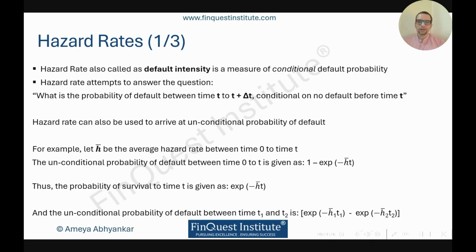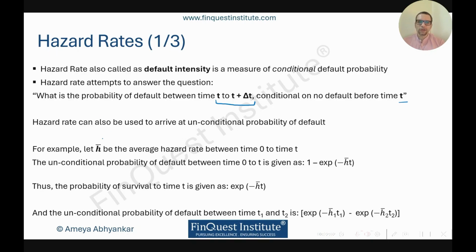So as we know, default intensity or hazard rate is a measure of conditional default probability. What question does the hazard rate try to answer? It tries to answer: what is the probability of default between time t and t plus delta t, given the fact that there is no default which has happened up till time t? And hazard rate can also be used to arrive at the unconditional probability of default as well. So let's put in some maths and try to understand this.